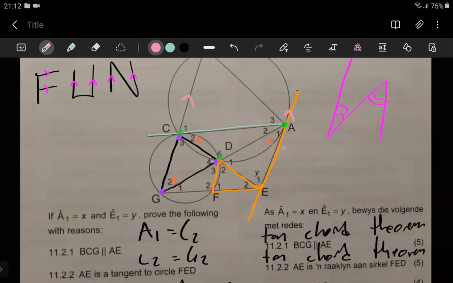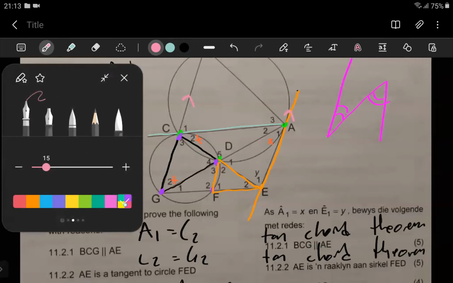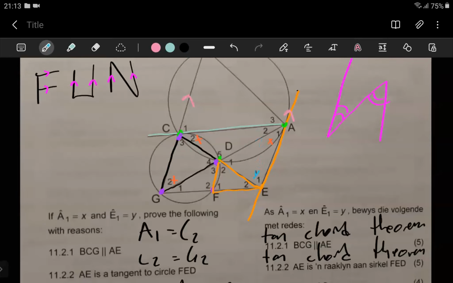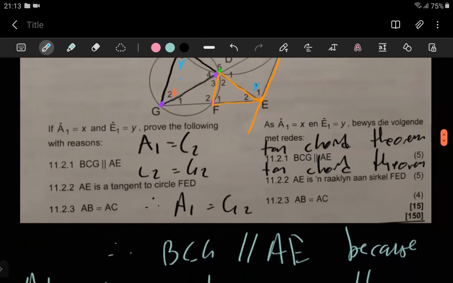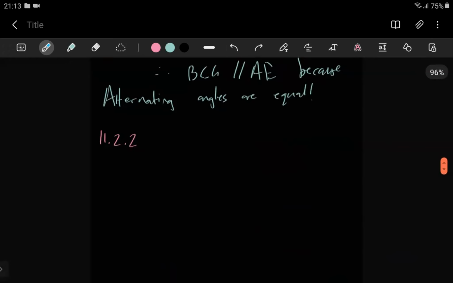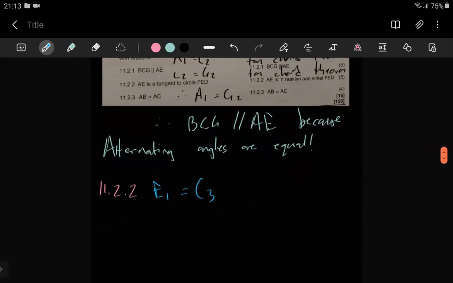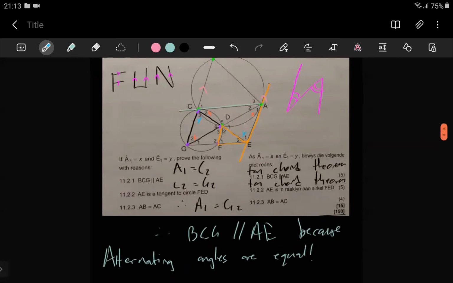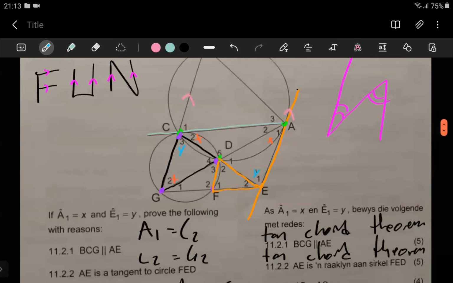Fortunately, remember, as long as these are parallel, we have another set of alternating angles here. E1 is equal to C3. That's something we know in our sketch. E1 is equal to C3 because of alternating angles. All we're doing is trying to find something that is equal to E1 first. So E1 is equal to C3. The reason for that is alternating angles, and GB is parallel to EA.